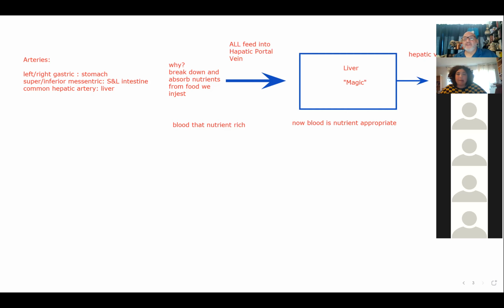Big difference between the hepatic portal vein and the hepatic vein. The hepatic portal vein is bringing the nutrient-rich blood from our digestive system to the liver, where it gets processed, and then our hepatic vein takes the blood from the liver and feeds it into the inferior vena cava, which means it goes to the heart, and from there it goes everywhere.